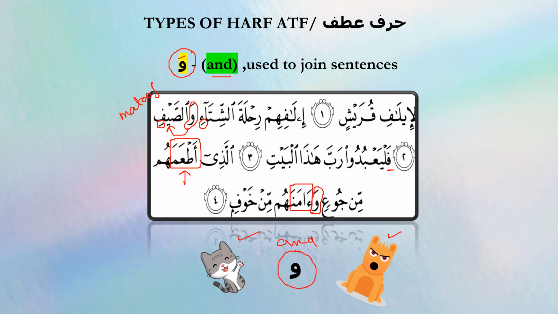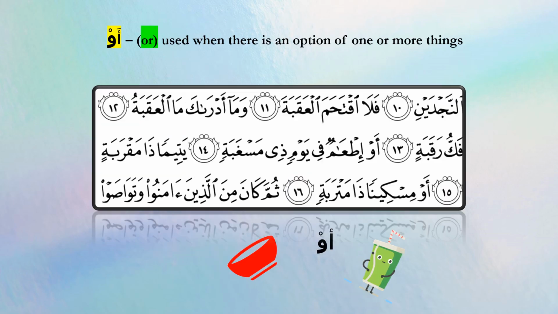So let's see the other harf atf now. Aw is a harf atf and it means or. The structure of aw is a hamza with a fatha and a waw with a sukoon, and it's used when many options are there and you have to choose either this or that.